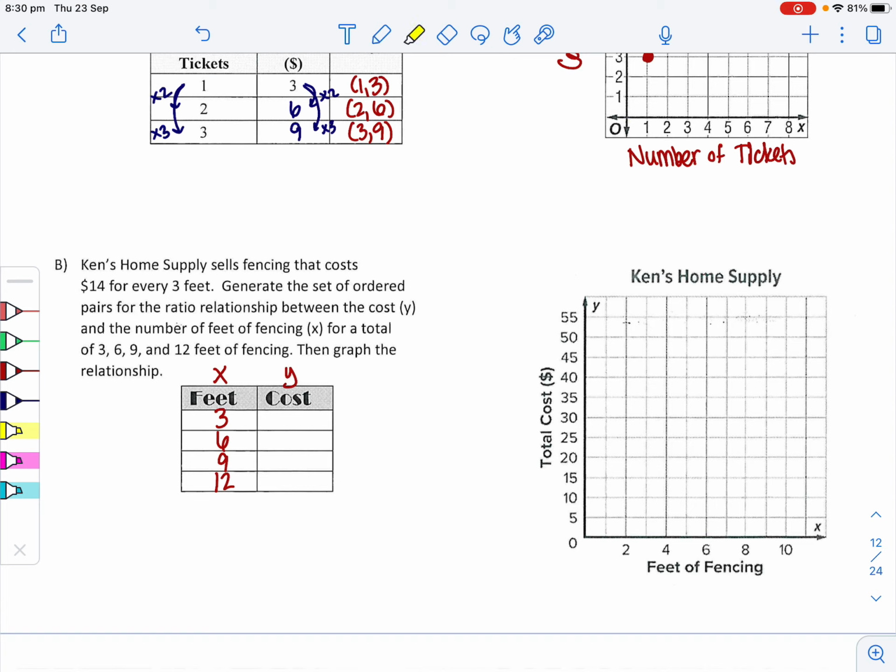Now, in the very first sentence, it says Ken's Home Supply sells fencing that costs $14 for every 3 feet. So the cost here for the first one is going to be $14. I'm going to multiply by 2, and I get 28. I multiply by 3, and I get 42. And then we're going to multiply by 4, and I get 56.